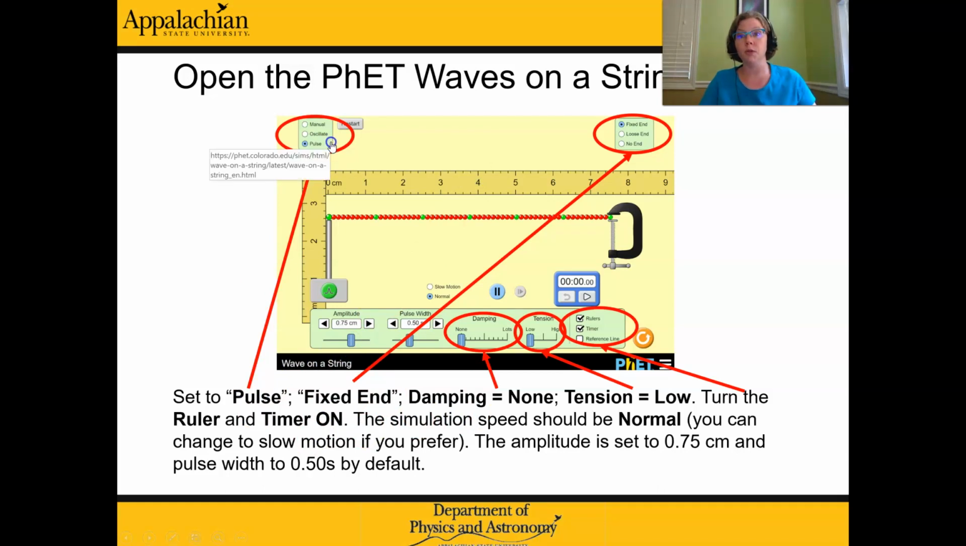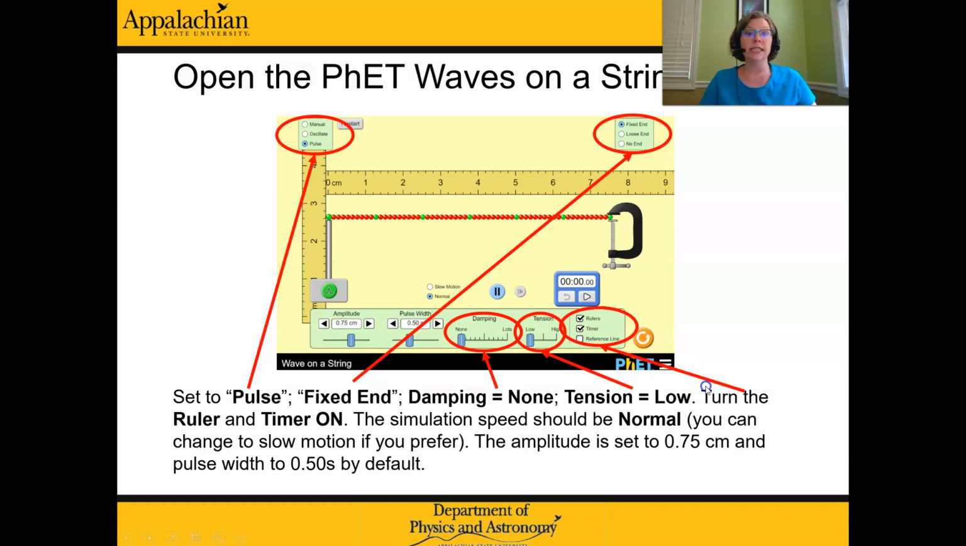We want to look at a pulse. We want this to have a fixed end. That's the C-clamp. We want to make sure there's no damping, and the tension is set low to begin, but you're going to change this throughout this activity.